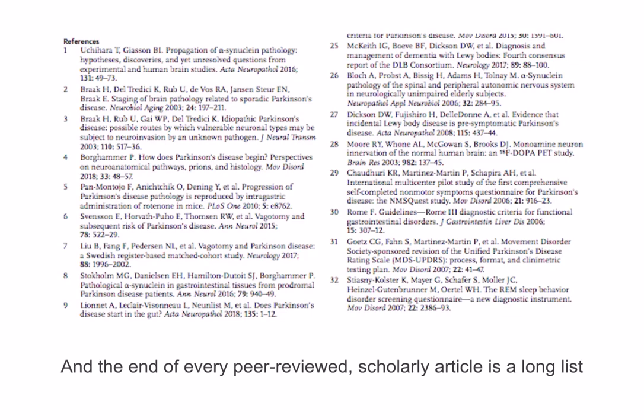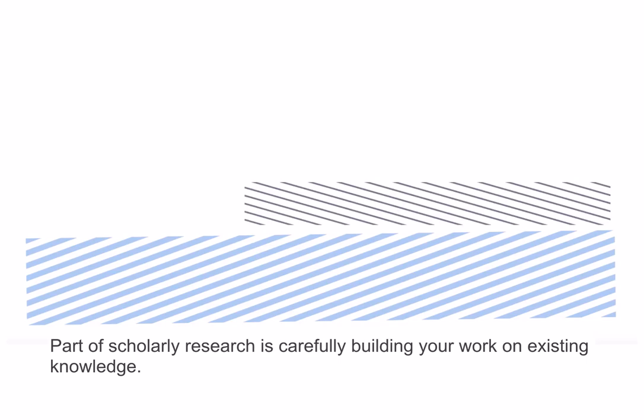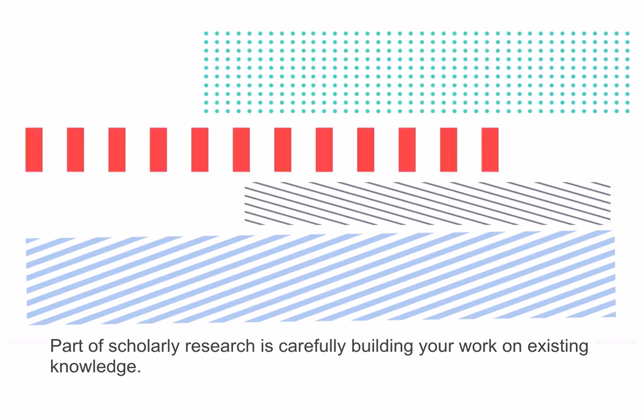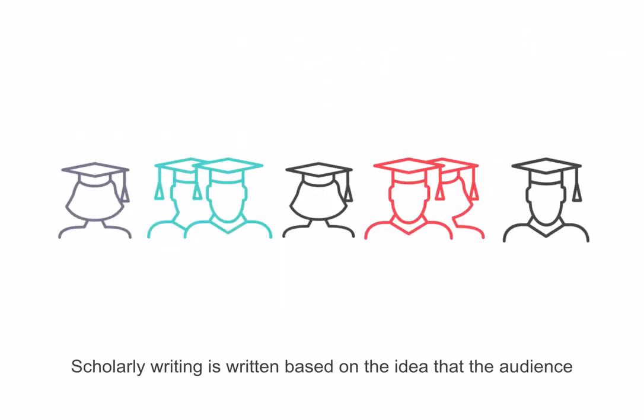At the end of every peer-reviewed scholarly article is a long list of references or citations. Part of scholarly research is carefully building your work on existing knowledge. Even simple experiments require a lot of reading and understanding. Scholarly writing is written based on the idea that the audience already has a background understanding of the topic.